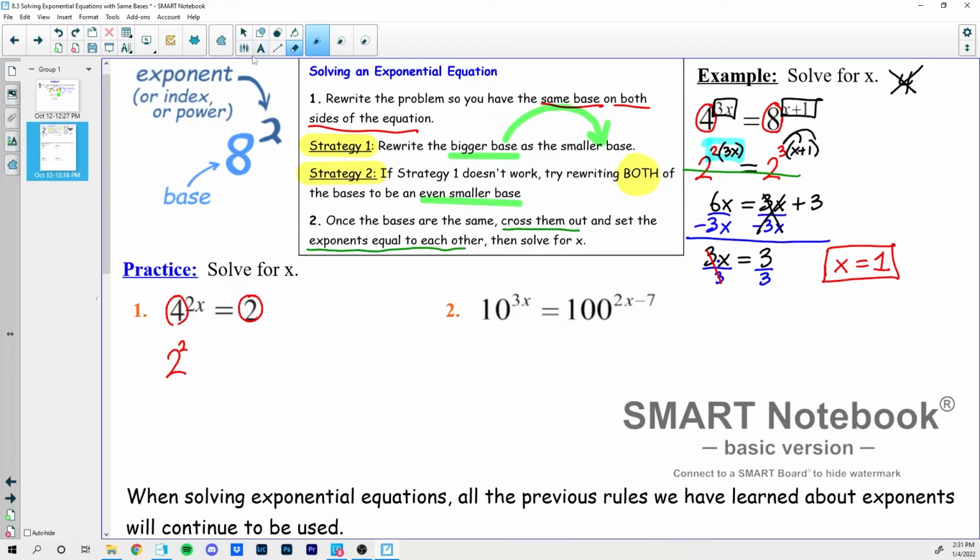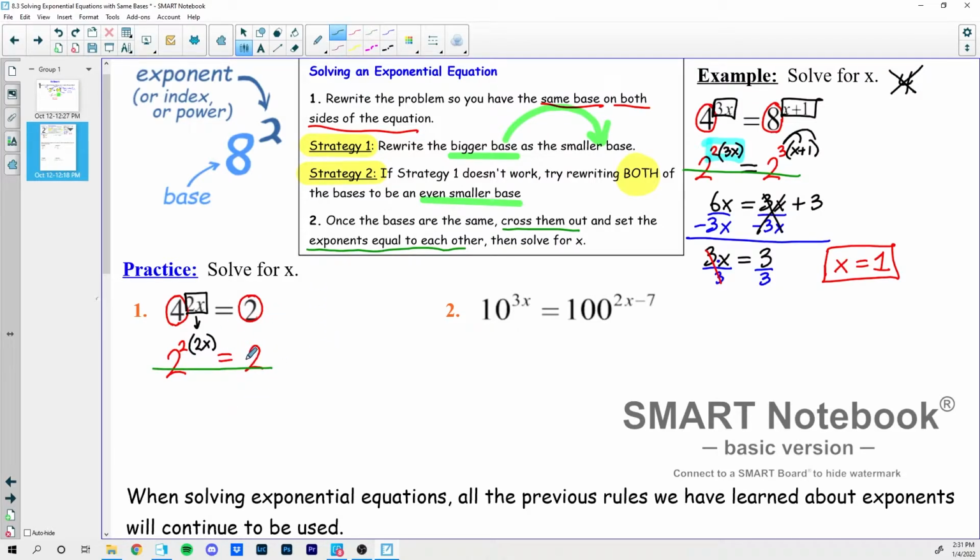Okay, so nothing on the other side changed. So now they have the same base. So 4, I rewrote that, so it's 2 to the power of 2. Notice it still had an exponent there, so I'm going to bring that down to the next line in parentheses. So again, make sure it's in parentheses. And there we go, perfect. Both bases are the same. I can cross them out.